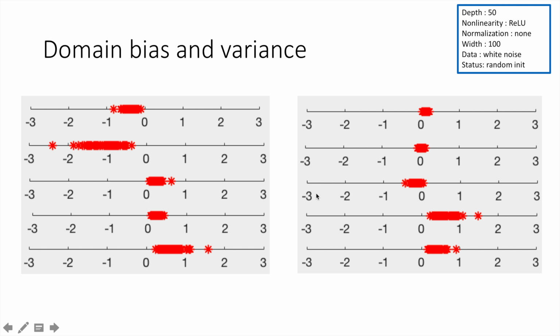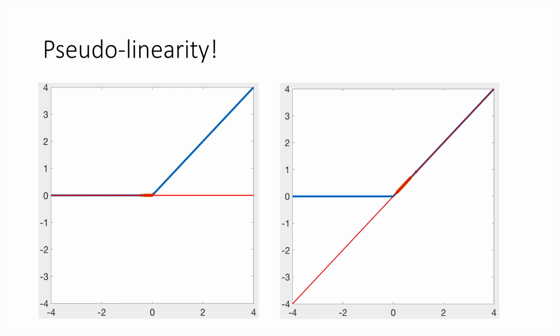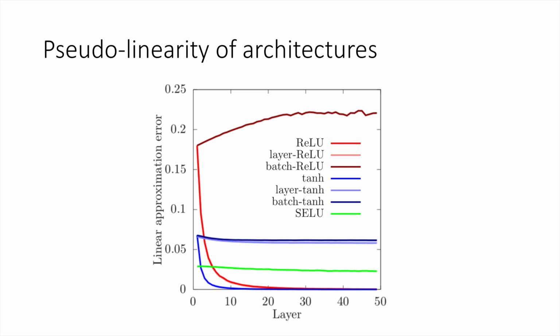At almost all neurons, activations are either entirely positive or negative, i.e., they are biased. This effect is what we term domain bias. We find that this behavior does, in fact, induce pseudo-linearity in ReLU-based networks, because the ReLU operation can be approximated by either the zero function, if almost all activations are negative, or the identity function, if almost all activations are positive. Referring to our graph from earlier, we find that ReLU and layer ReLU exhibit pseudo-linearity according to the linear approximation error.